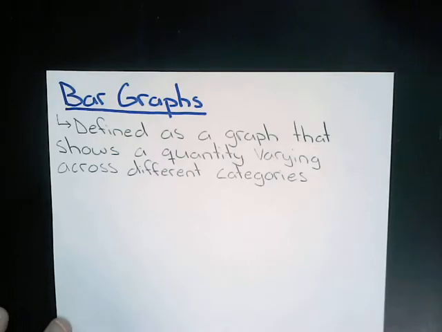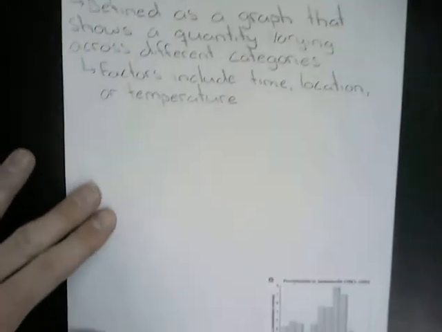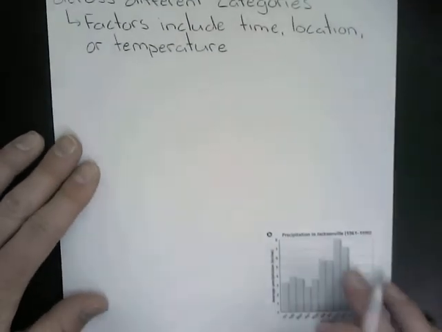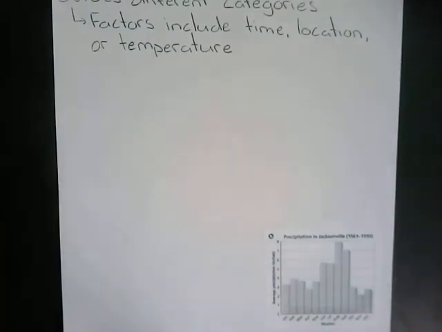So a bar graph is defined as a graph that shows a quantity varying across different categories. Now, in a bar graph, factors can include things like time, location, or temperature. Now, it's really important to recognize the organization of our bar graph.